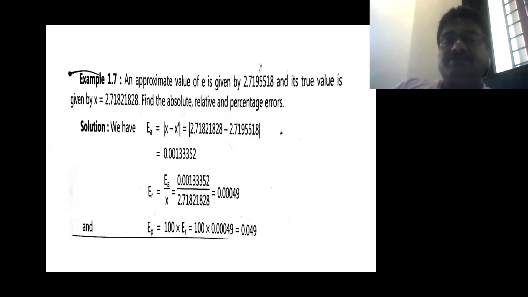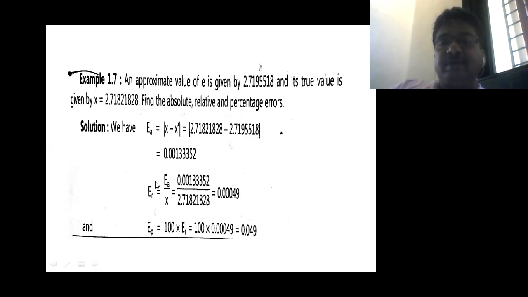So what is the absolute error? Definition of absolute error is mod x minus x dash, mod true value minus approximate value. So this is true value, and this is approximate value 2.7195518, and that subtraction gives this answer. Okay, and this is what? Absolute error. Then what is the relative error?